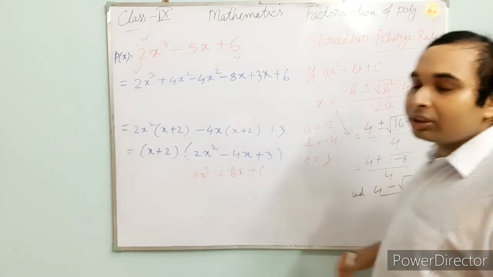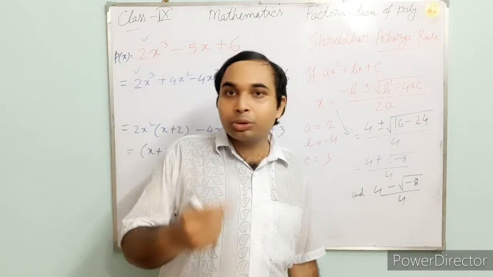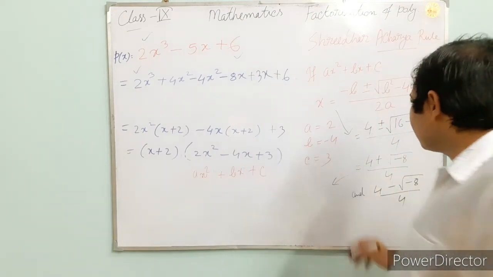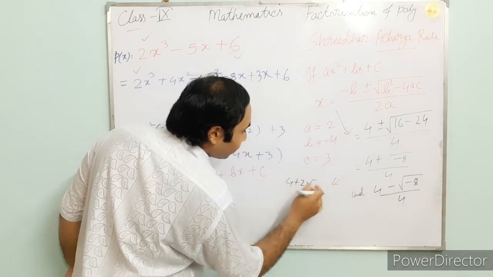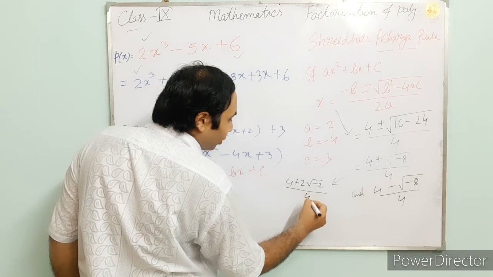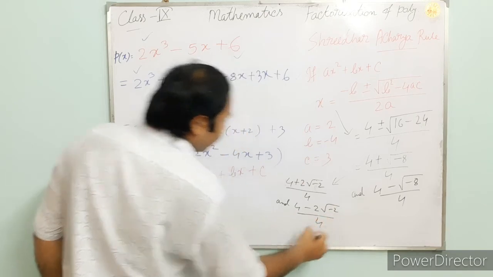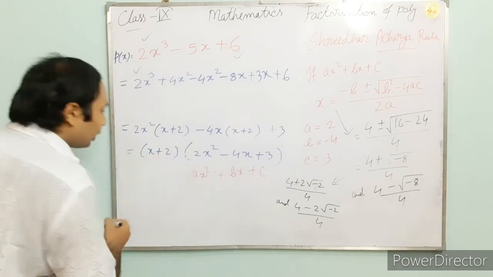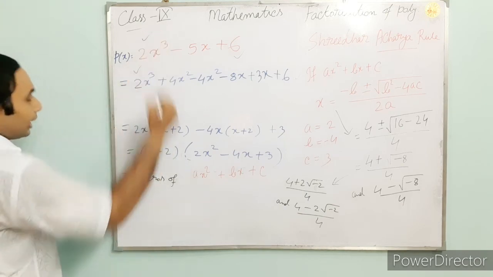8 can be written as 2 into 2 into 2, that means 4 into 2, that is 2 root 2. If we do the root, then it will come 2 root 2. So it is coming now 4 plus 2 root 2, root over minus 2 now, because it is minus sign. 4 plus 2 root over minus 2 by 4, and 4 minus 2 root over minus 2 by 4. If you do the cancellation process, take the common and cancel, then what the last, that is the zeros of px.